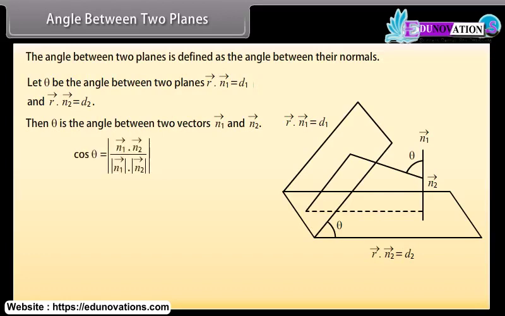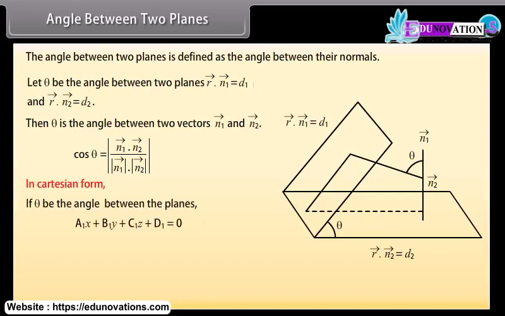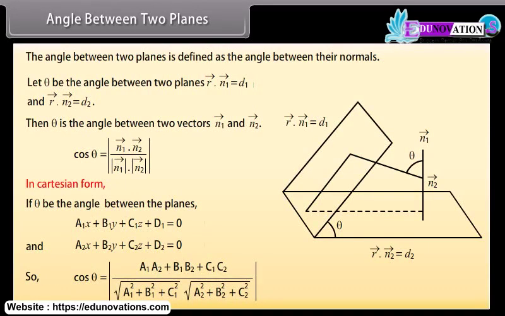Cos theta equals the modulus of the dot product of vector n1 and vector n2, divided by the modulus of vector n1 into the modulus of vector n2. In Cartesian form, if theta is the angle between the two planes a1x plus b1y plus c1z plus d1 equals 0 and a2x plus b2y plus c2z plus d2 equals 0, then cos theta equals the modulus of a1a2 plus b1b2 plus c1c2, divided by square root of a1 square plus b1 square plus c1 square into square root of a2 square plus b2 square plus c2 square.